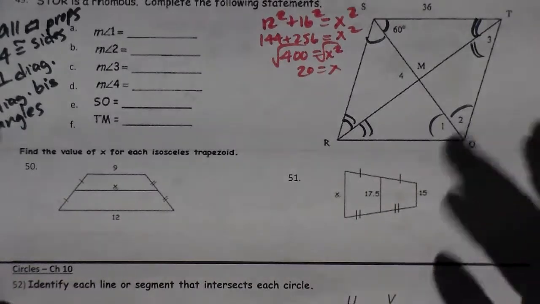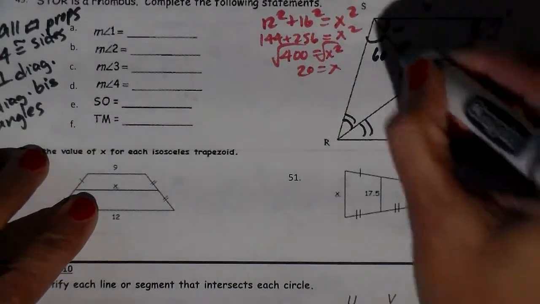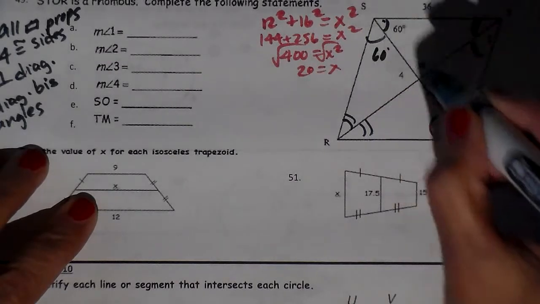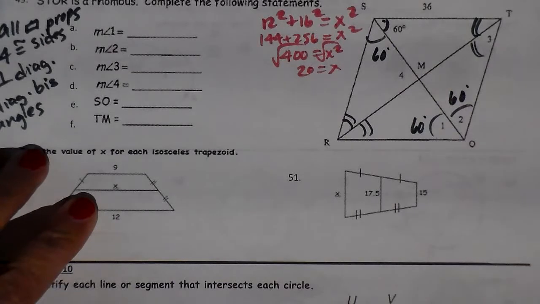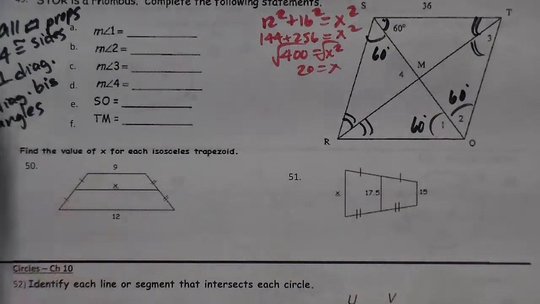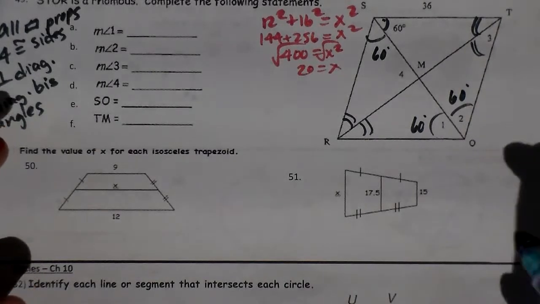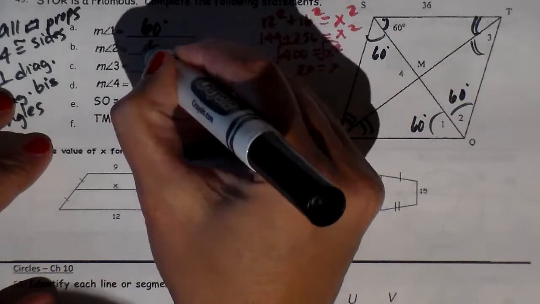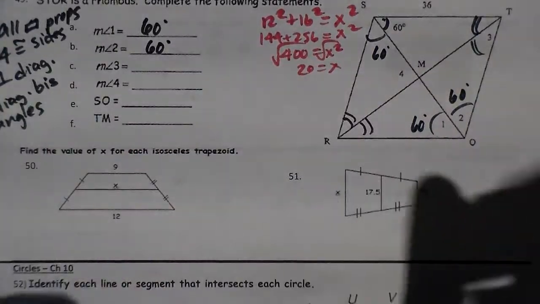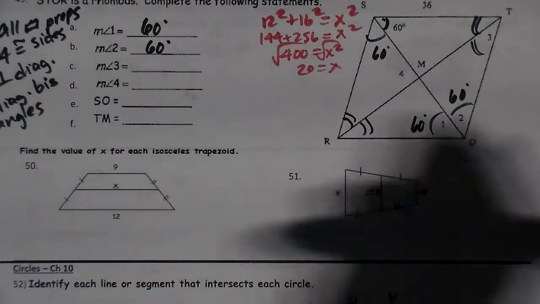So let's figure this out. If that's 60, that's 60. Well, alternate interior angles. This guy's alternate interior with that one, so that's 60, which means that's 60. And the opposite angles have to be the same because it's a parallelogram. All right, so the question is, well, what are the other ones? Well, we know 1 and 2 are 60, so let's call those 60. And let's find 3, and let's find 4.